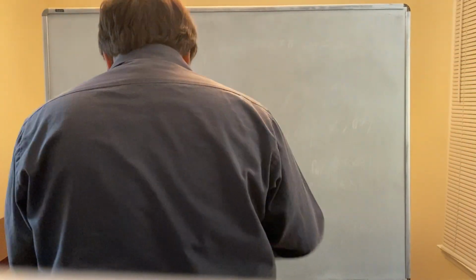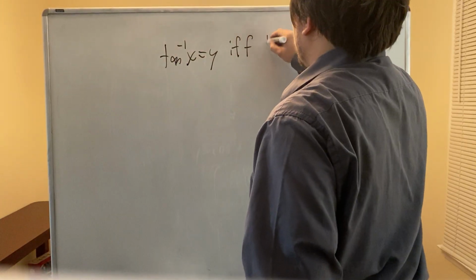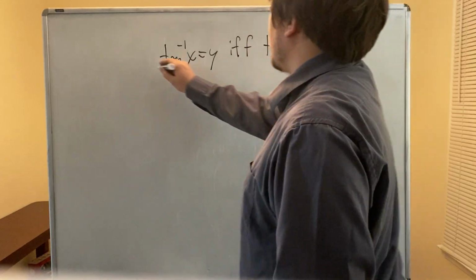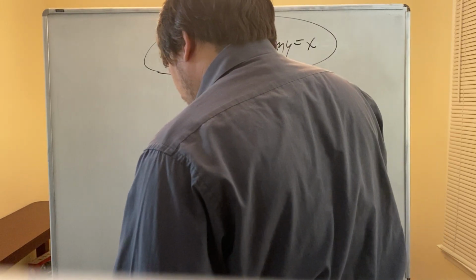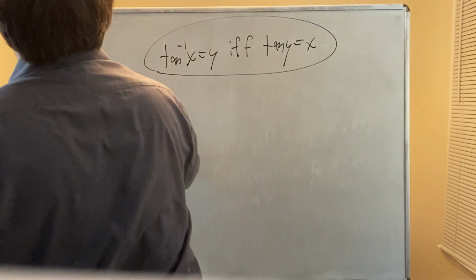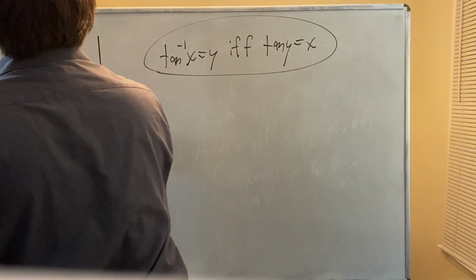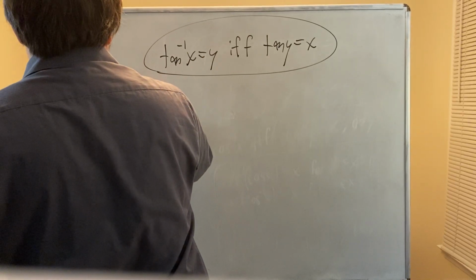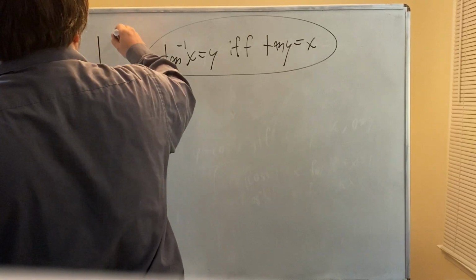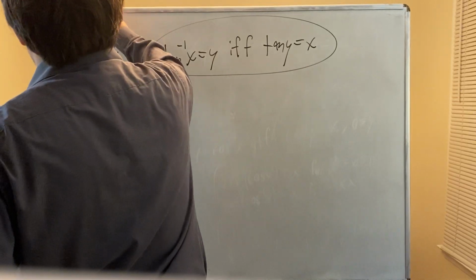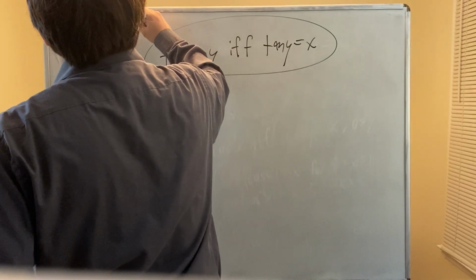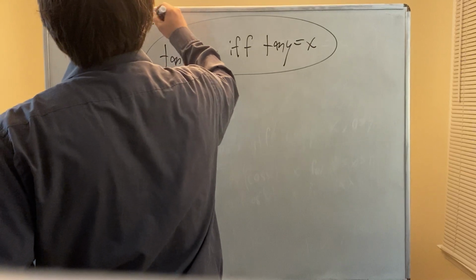Okay, so now for tan, we have tan inverse x equals y. That's if and only if tan of y equals x, right? That's because tan inverse is the inverse of tan. Our original tan function is restricted from negative pi over 2 to pi over 2. So we're restricting the domain of tan to negative pi over 2 to pi over 2, and its graph looks like that. This is y equals tan x from negative pi over 2 less than x less than pi over 2.